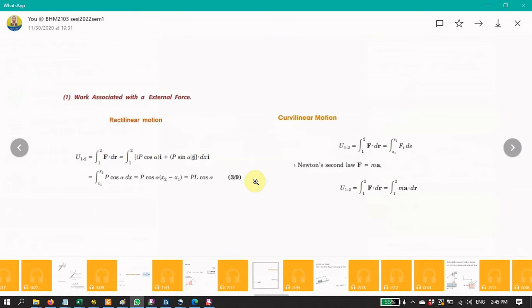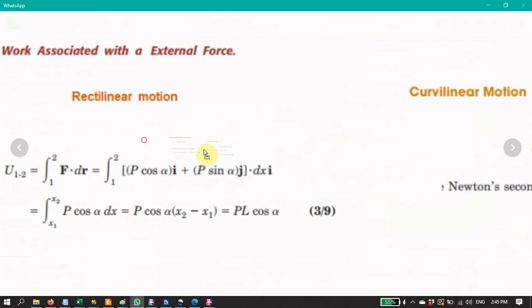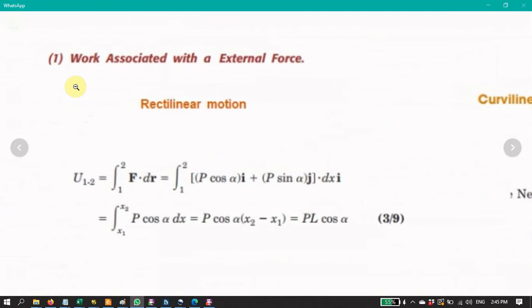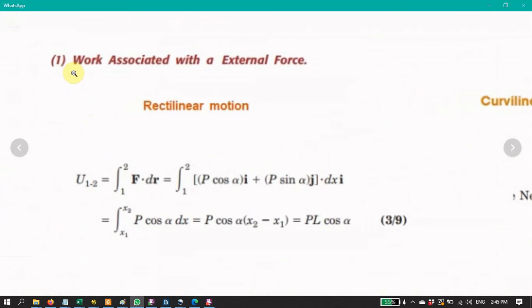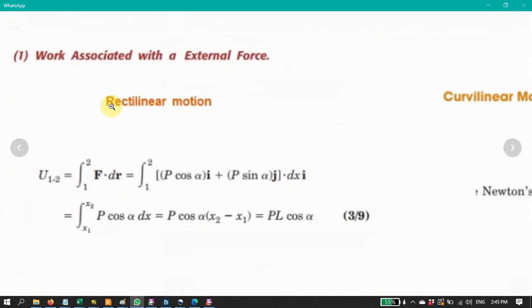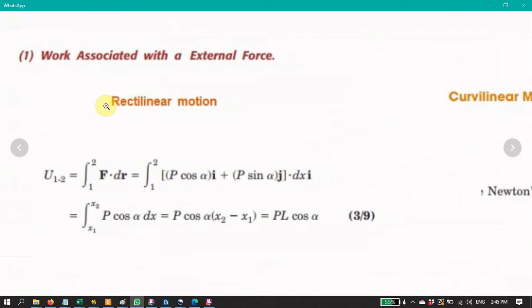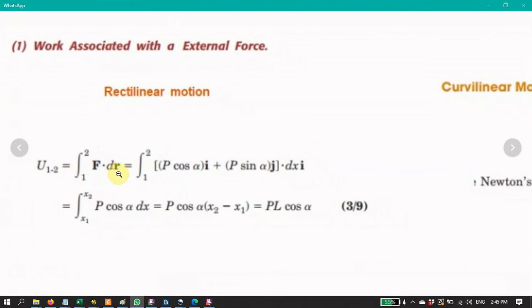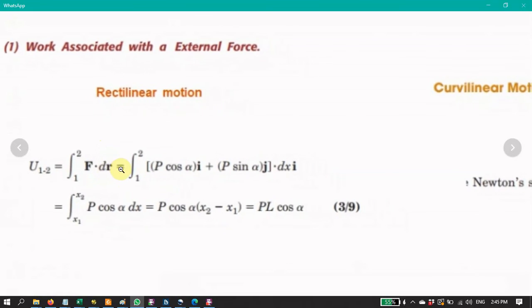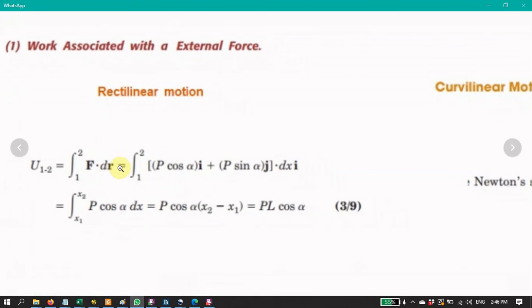Right, so we have another concept here. We already covered work associated with the weight, work associated with the spring force, and then work associated with the external force, right? In all these three works associated with a force, they are using the same definition, which is the dot product of F with the displacement vectors, right?